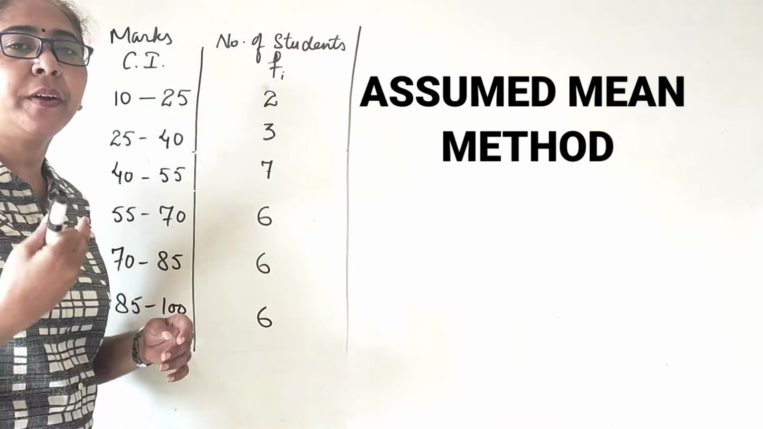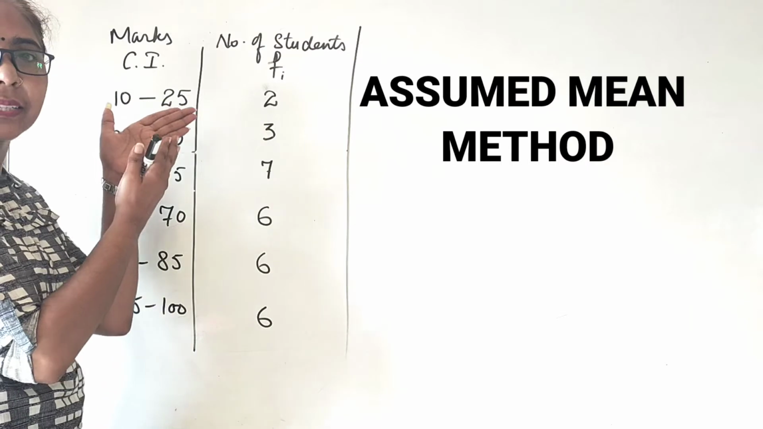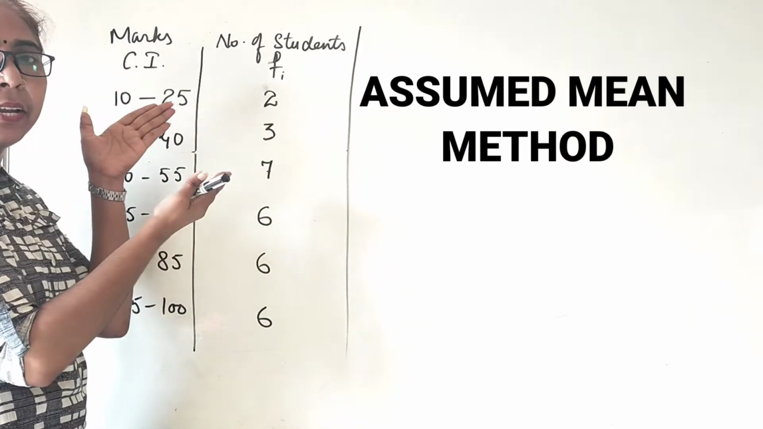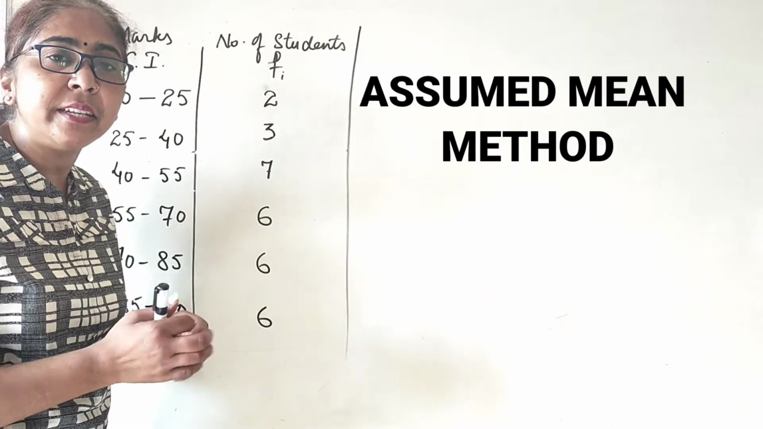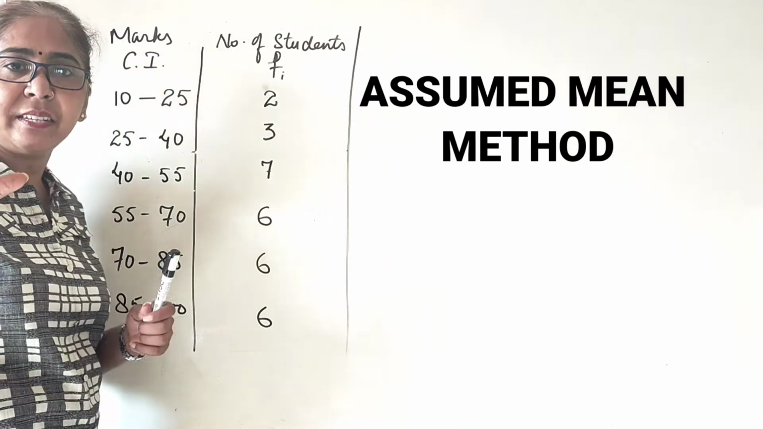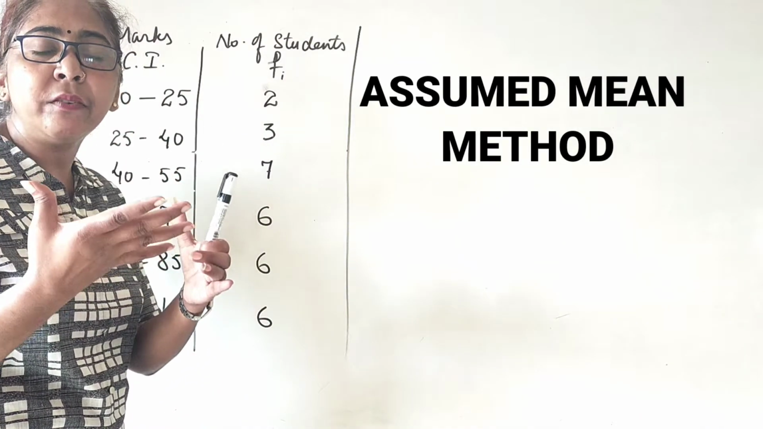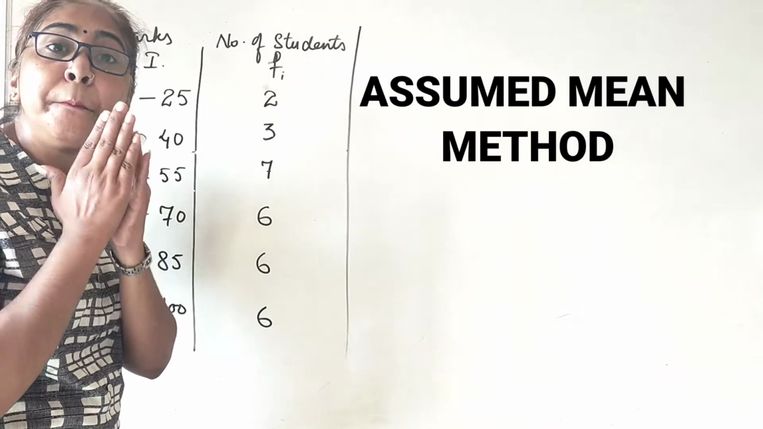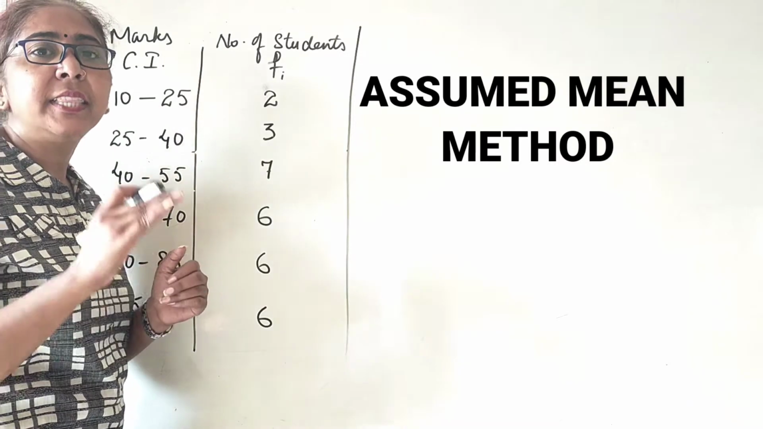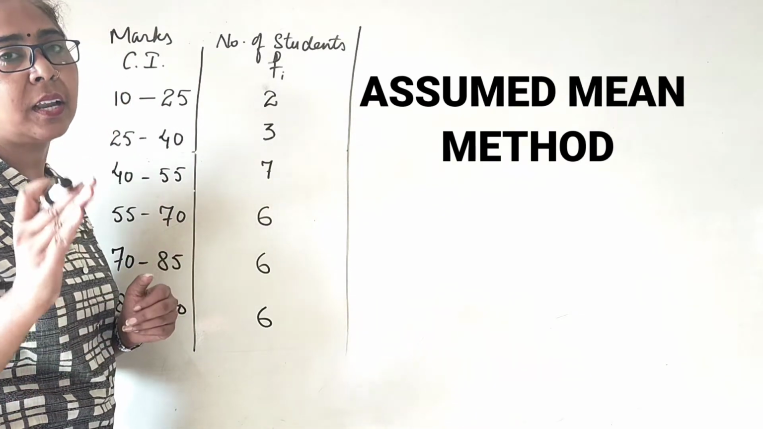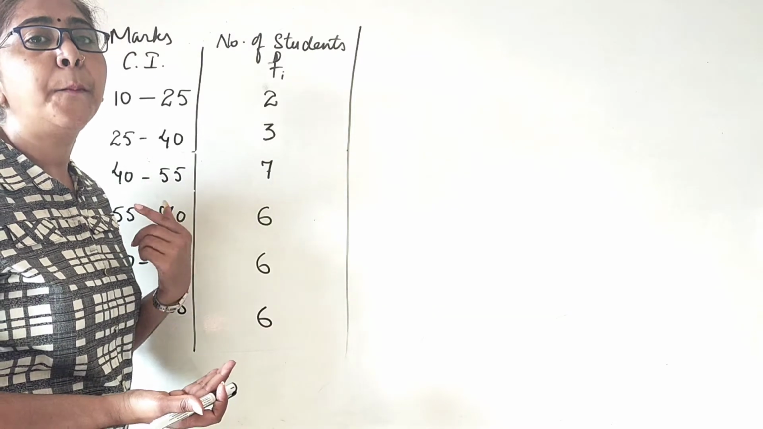Because we have to find the mean, we have to take a representative from each class interval, first interval or second interval or whatever the rest of the intervals. We have to take a single representative who will represent the class interval, and the representative will come from its midpoint. That means we first find the mid value of the class interval, and we also call it the class mark.